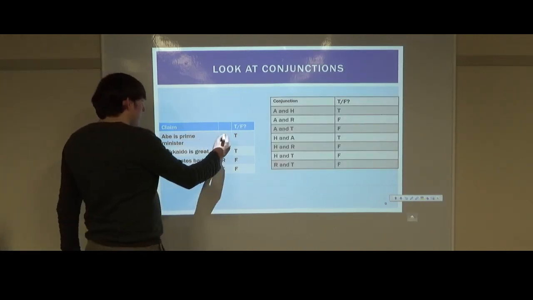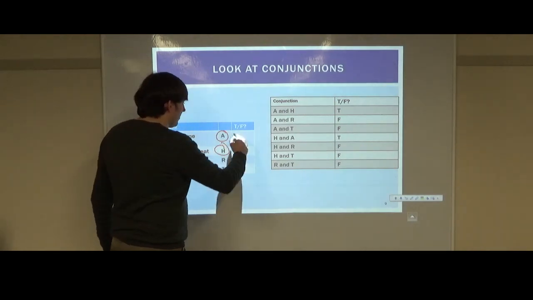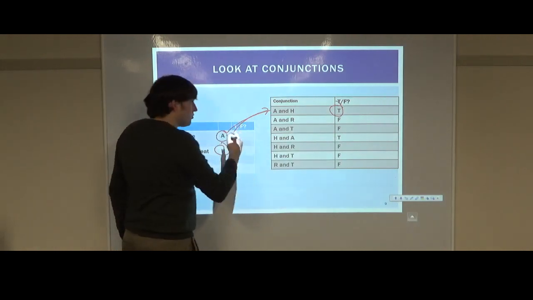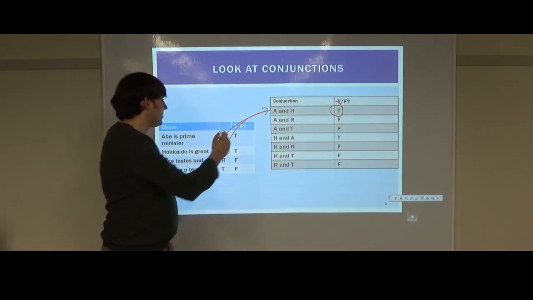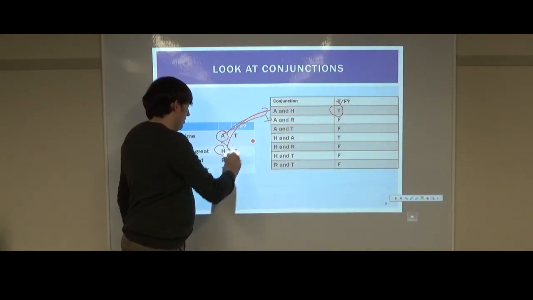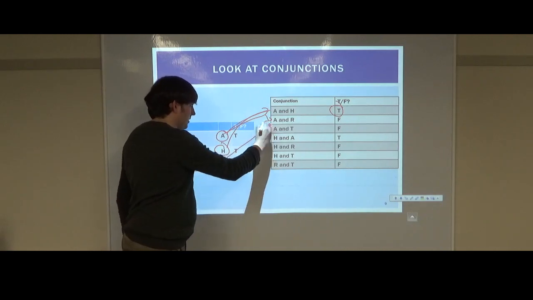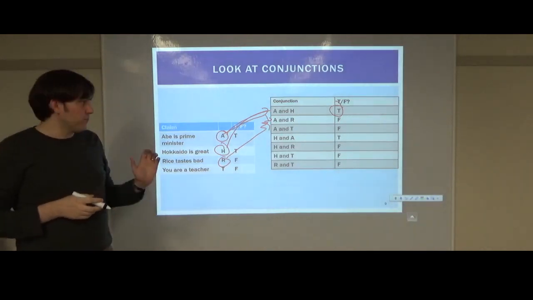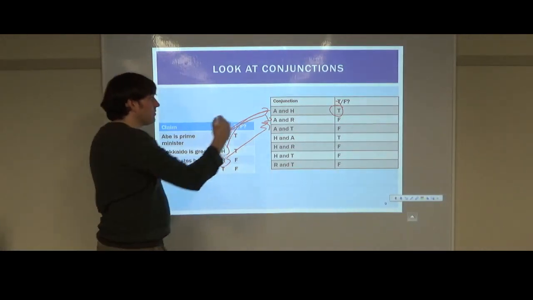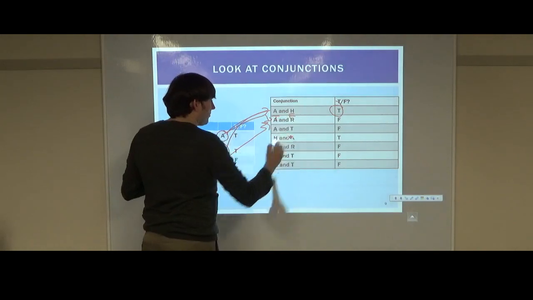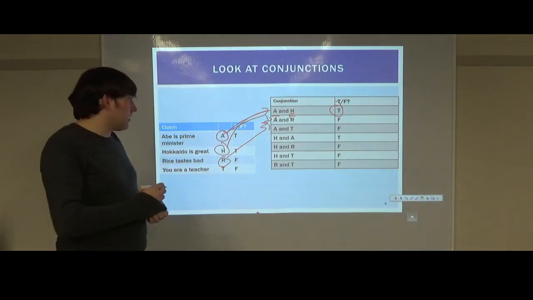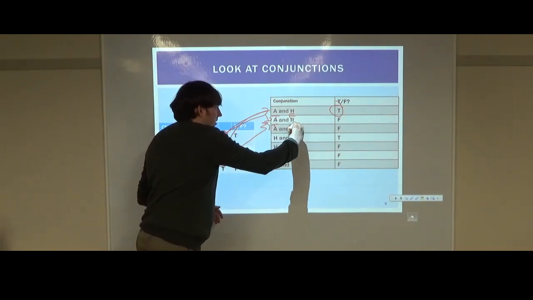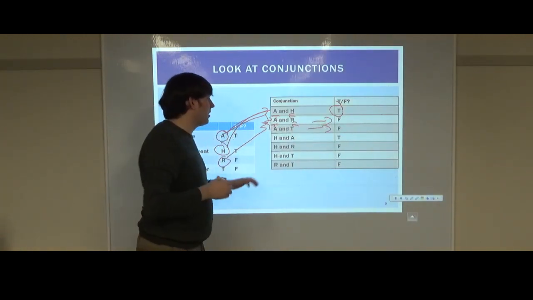So, Abe and Hokkaido. So we're going to take that and put it here. True and true makes true. Let's see, Abe and rice. This is going to be false because Abe is true, but rice is false. So we have T and we have F. Alright, what about Abe is Prime Minister and you're a teacher? Again, T and F gives us F.